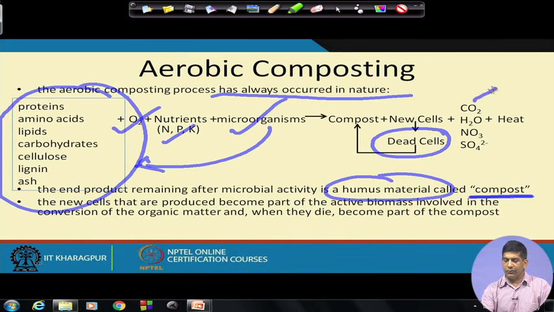You produce CO2, you produce some water, nitrate, sulfate, and then some heat is also released. Aerobic composting is an exothermic reaction, not endothermic. Exothermic is when the heat is released.